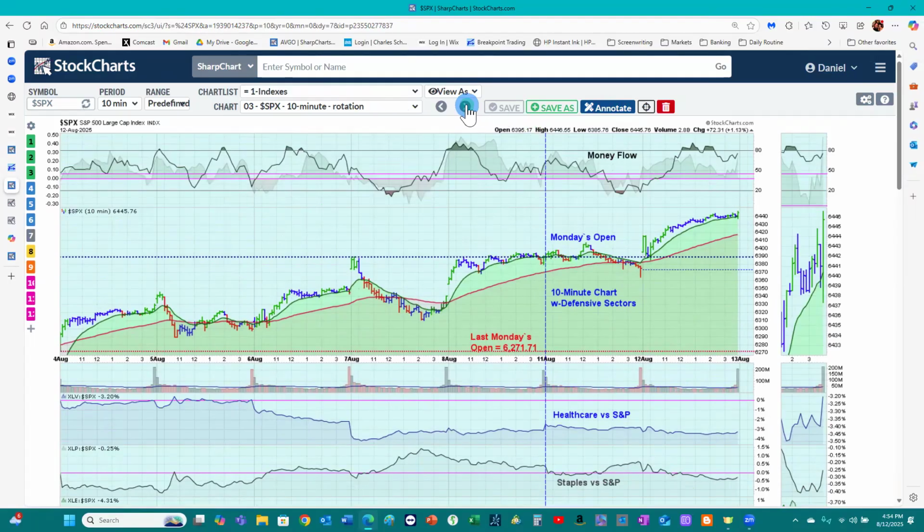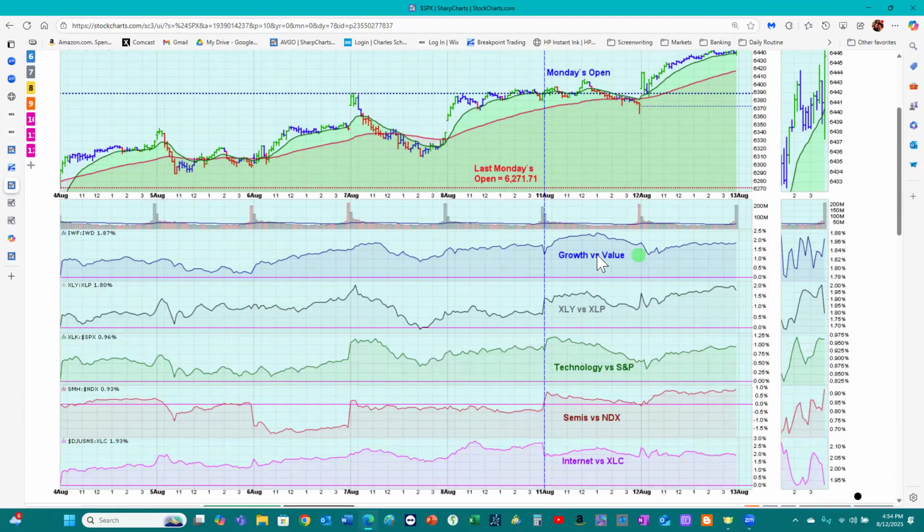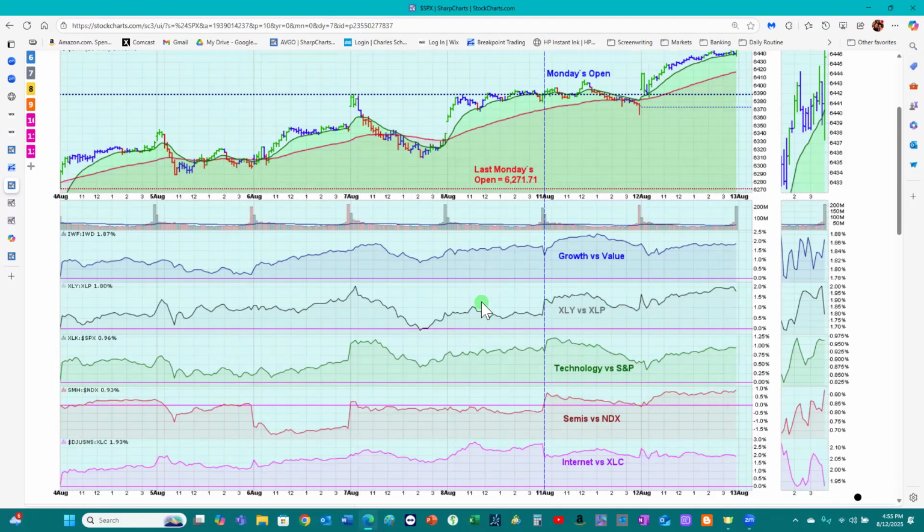And then if we look at rotation, interestingly, growth versus value still never made it back to the high from Monday. So I just wonder about that one. Discretionary versus staples had a nice day and then kind of rolled over at the end. So we'll see what happens tomorrow. Technology kept moving higher, but again, did not make it back to the high from Monday. Semiconductors did, though. They went up. So that looks like the area that really drove the market higher. Semiconductors did, and internet was actually down slightly for the day.